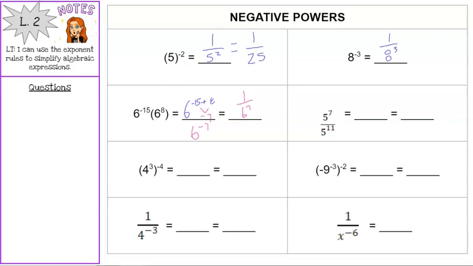Next, we have a division problem. So I know when I divide, I can subtract my exponents. So we have 5 to the 7 minus 11th. I want you to finish simplifying that problem and check your answer in Edpuzzle.